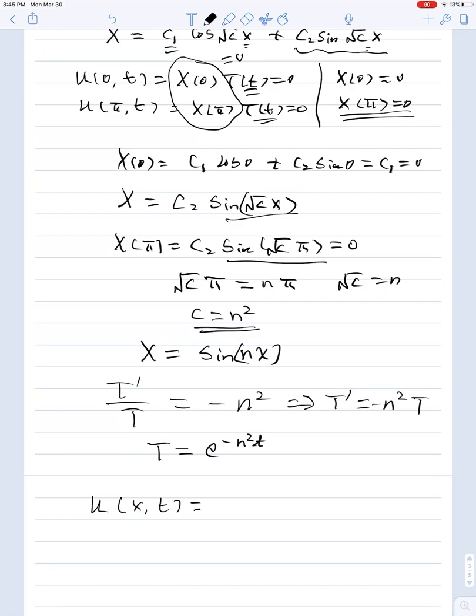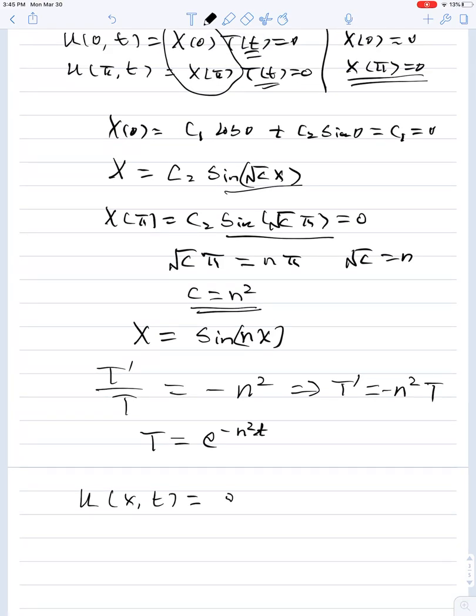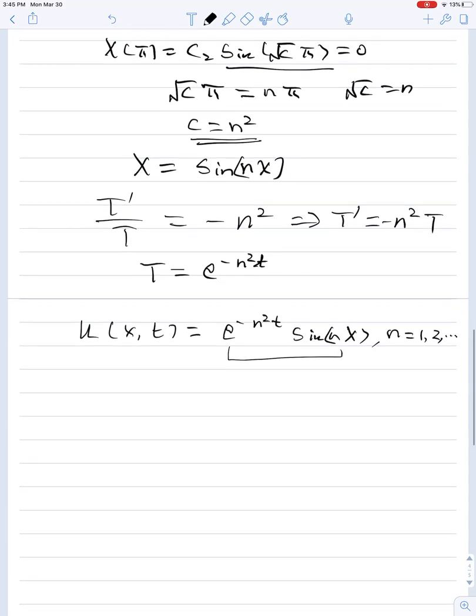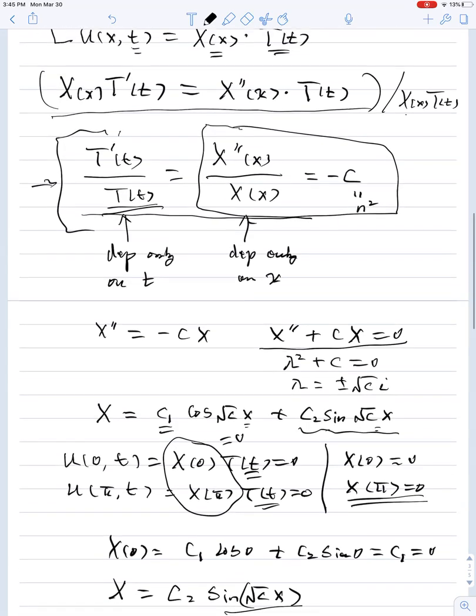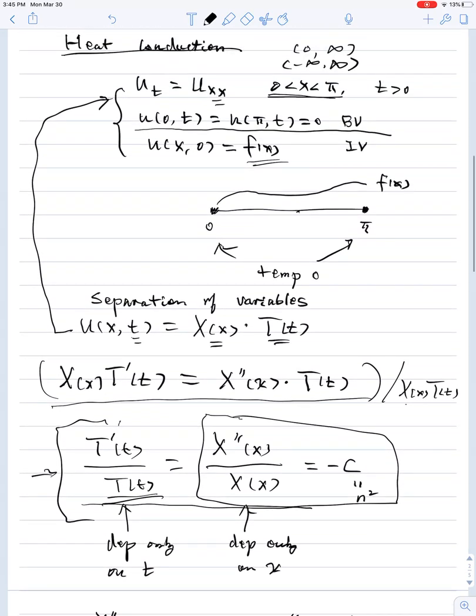So therefore we find a solution u(x,t), one solution for any n, in this form: e to the negative n squared t times sine n x. When n is 0, this term would be 0, so we run n from 1 to infinity. All of these are solutions for any n, but we not only need to find a solution that satisfies this boundary condition, we also need it to satisfy this initial condition.